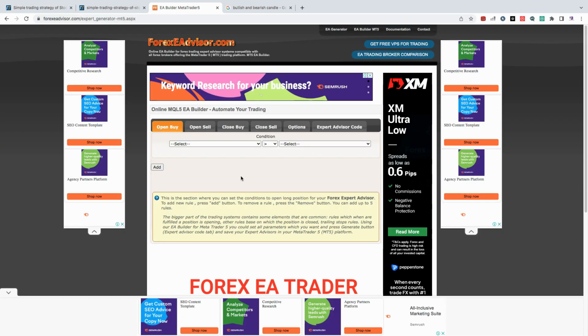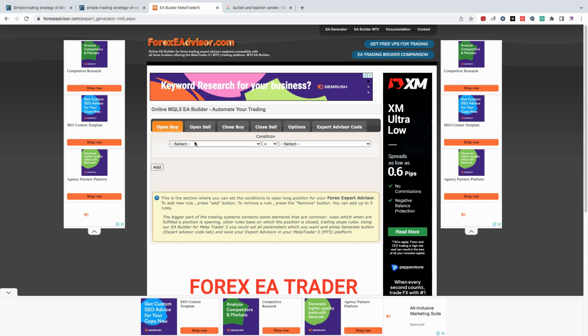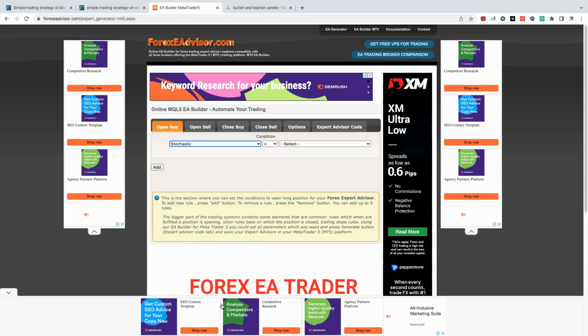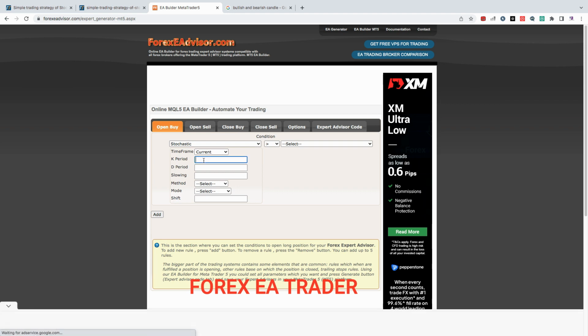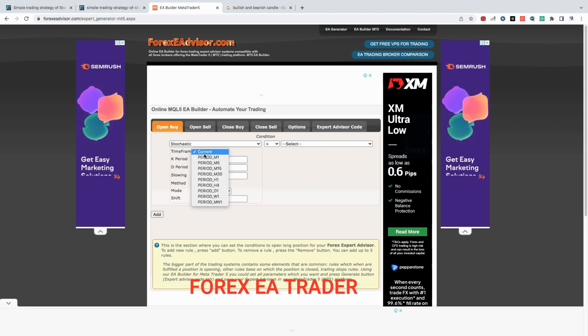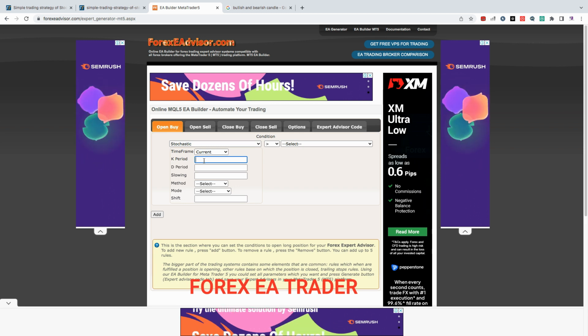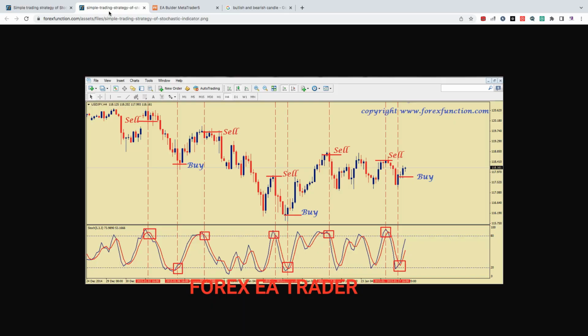So let's go here. The first thing is we're going to set the stochastic, and we're going to set it for our buy. So how do we open a buy? We are going to look for our stochastic. There is our stochastic, and we're going to use current time frame. You can choose whatever time frame you want to set here, but we are just using current because we want it to work on whatever time frame we place it on. Then we're going to use 533 because that's what they have there.